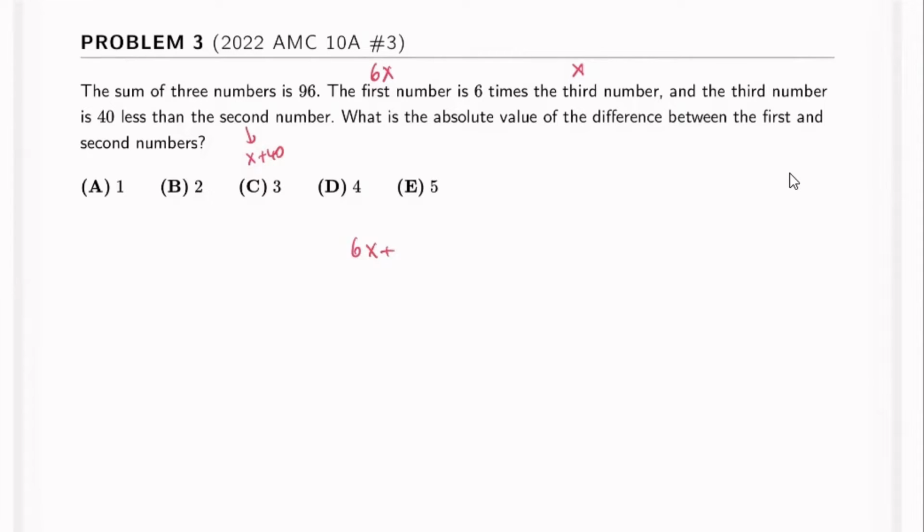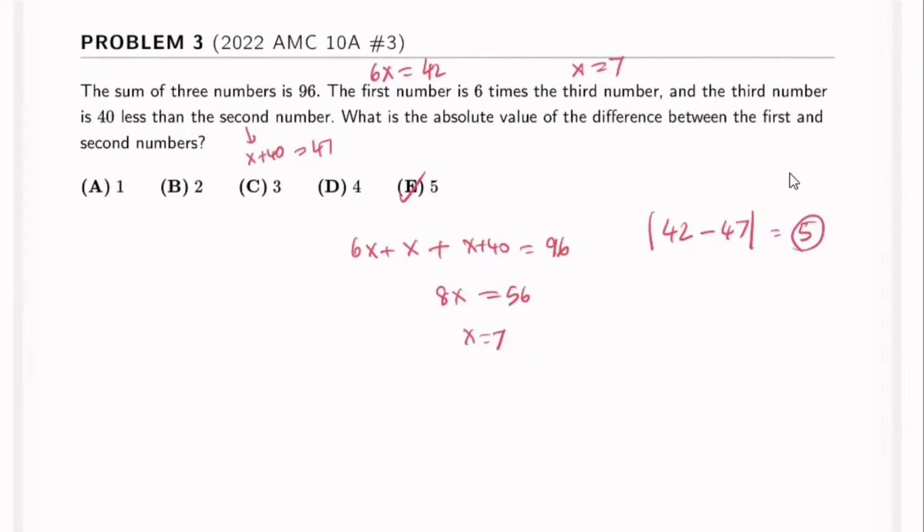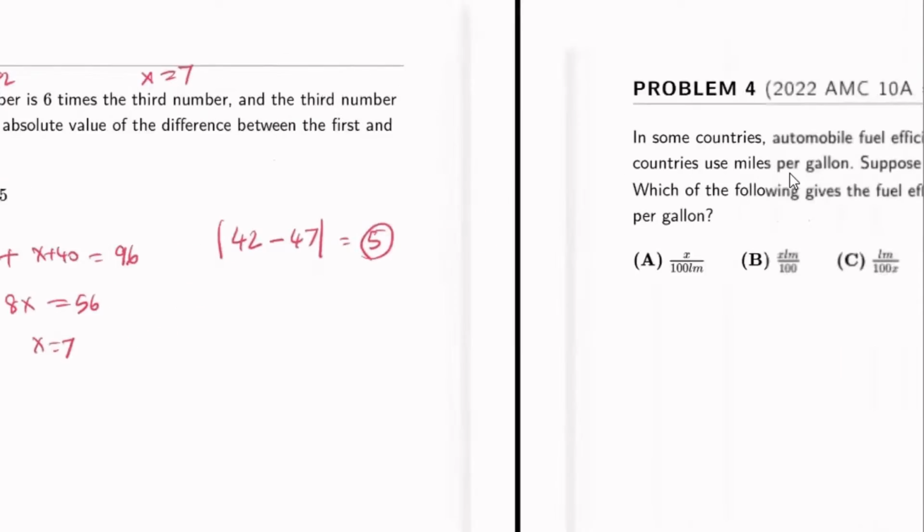So you got 6x and x plus 40. When you add all of these, you got 96. So you will get 8x equals 56, and x is 7. Okay, so if x is 7, that is 42, that is 7, and that is 47. And then we want to find the difference between the first and the second. So the first is 42, and the second is 47. So if you take the absolute difference, we would just get 5, which is choice E. Okay, so far, they're not too challenging.